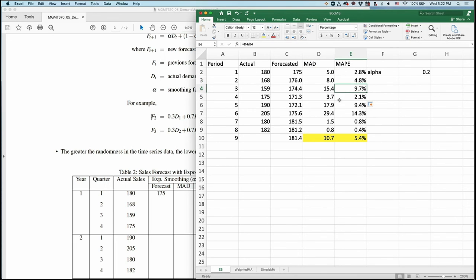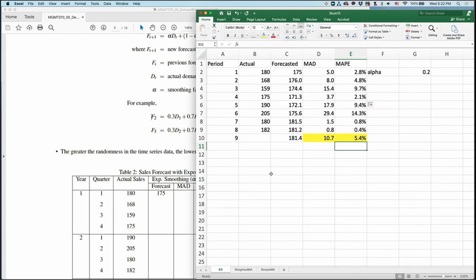Then your MAD is 10.7. Actually, this is unit dependent. MAPE is unit free. So I mean, this 180 or 168 can be $1 million or $1 billion, so this MAD is also in millions or billions. However, MAPE is simply unit free, just a percent. Right? So that's why we can compare our MAPE to others' MAPE.